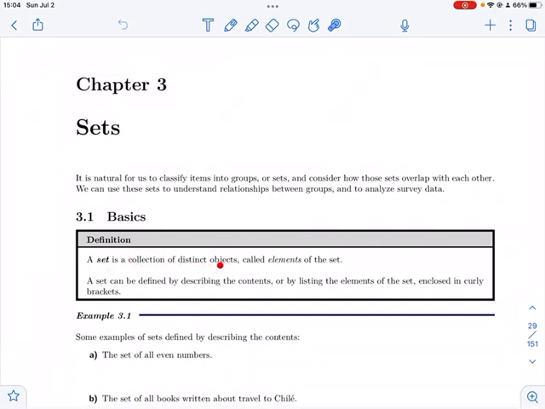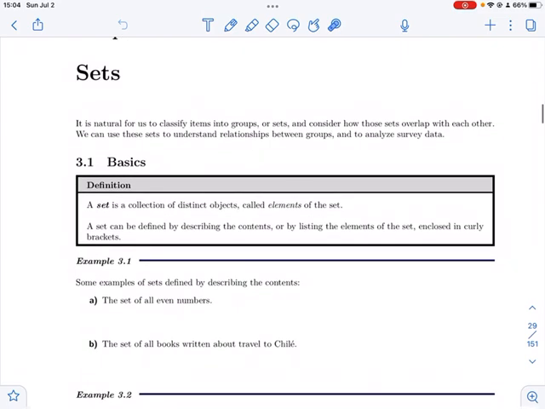Now we can describe a set by describing the content, or by listing the elements of the set. We usually use curly brackets to enclose these elements like this. We put the elements inside, and between any two elements we put a comma. So this is the set notation that we usually use.